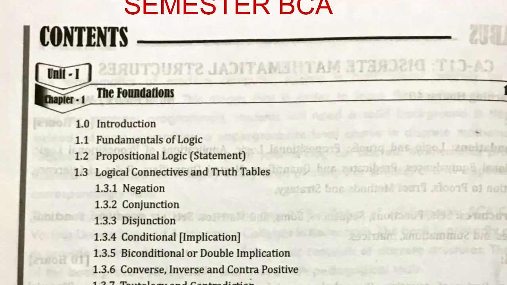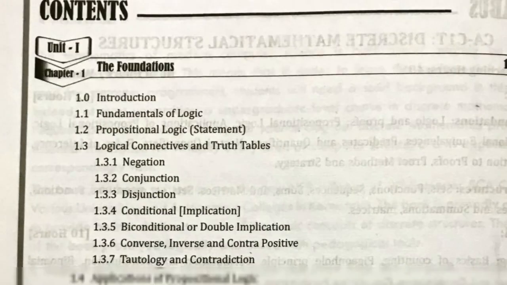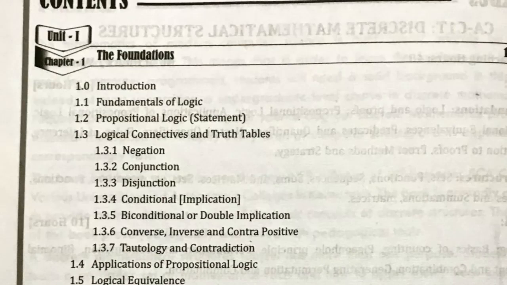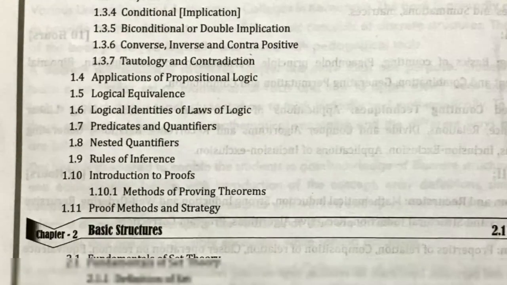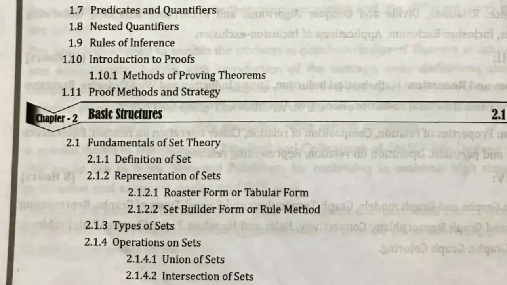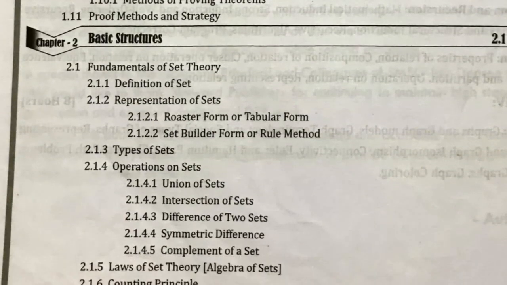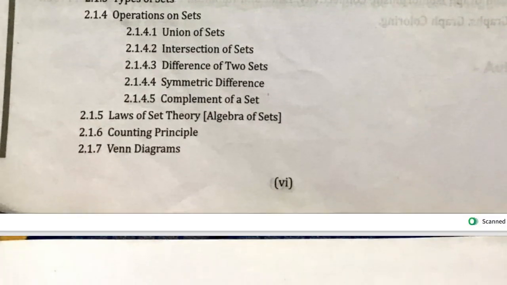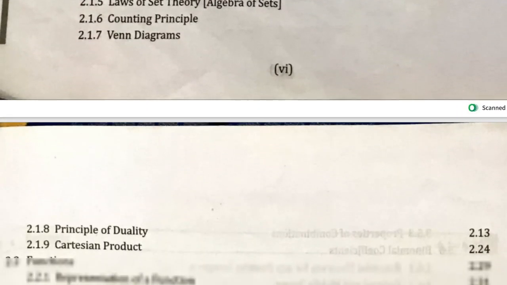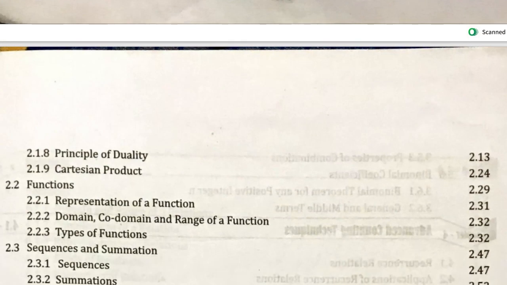In unit one, chapter one, we'll be learning about the foundations, which we have already learned in first semester BCA. We are going to brief it in this chapter, where we'll be learning about logic and its operations and applications. Then chapter two of Unit 1 will be basic structure, where we'll be learning about sets, types of sets and their operations, and then the counting principle, Venn diagrams and principle of duality.